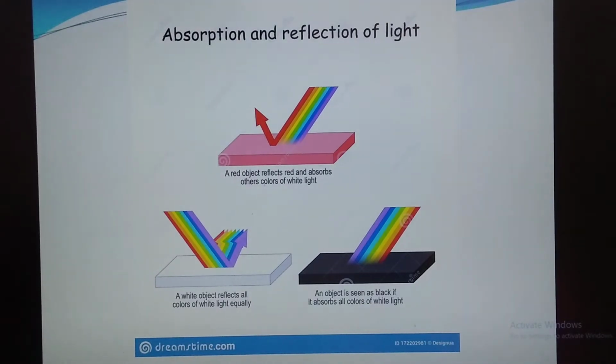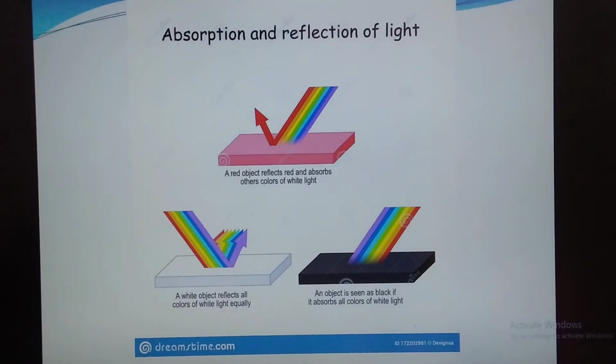I have given three different pictures for you. It is showing absorption. Absorption differs with the surfaces, absorption and reflection of light. I have taken this example for you, and it will be very easy for you to understand. Absorption. You can see the black, third picture. An object is seen as black if it absorbs all colors of white light. It absorbs all colors of light, and in absorption the molecules are distributed evenly throughout the body. It is known as absorption.